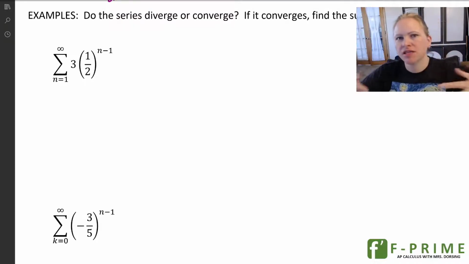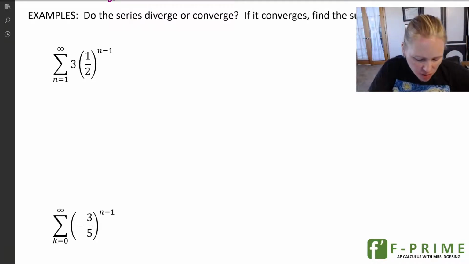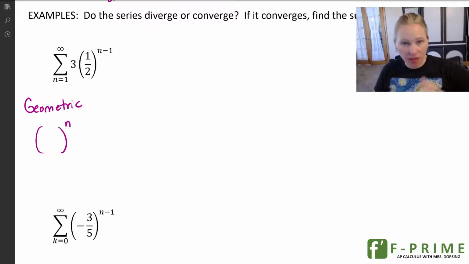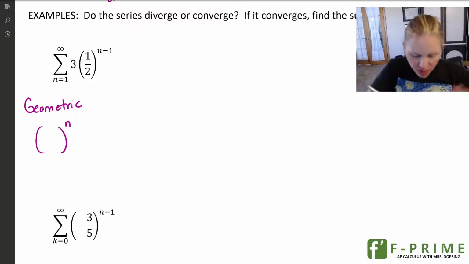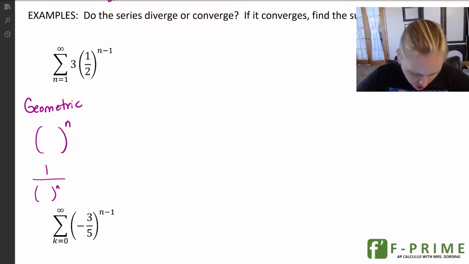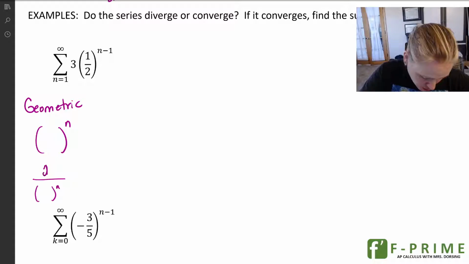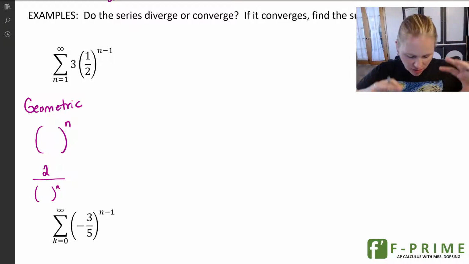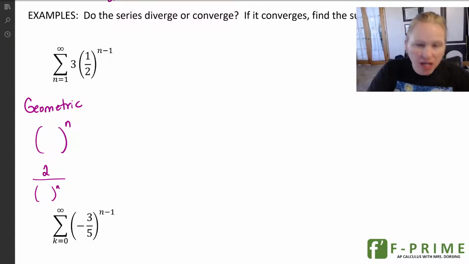So now I'm going to check and see, is it geometric? In a geometric sequence, you're going to have something to a power of n. That's always going to be something raised to some power of n, or it can be 1 over something to the nth power. That you know is geometric. Or you could even have a number up here to the nth power because you can pull that number out. The whole idea is that you have something to the nth power floating around. You can make it appear to be a geometric sequence by manipulating things.